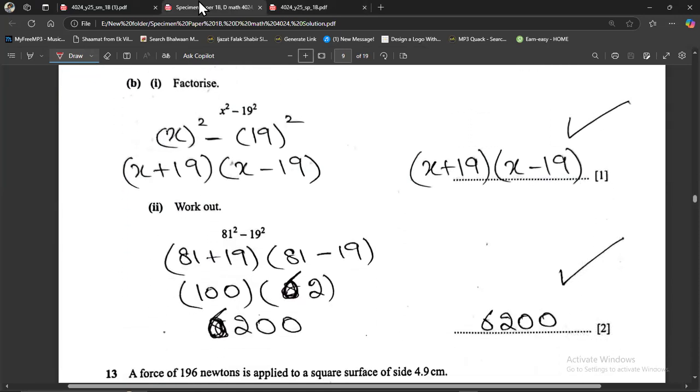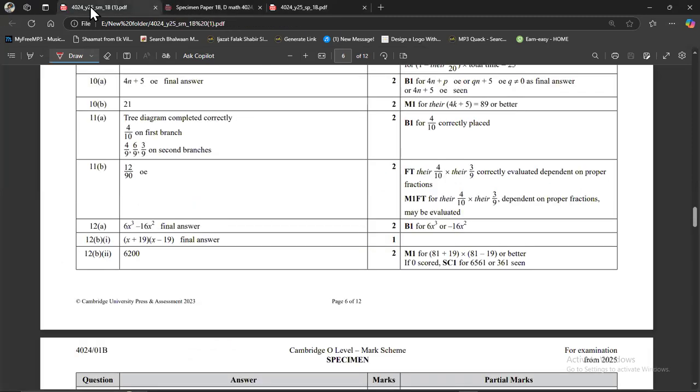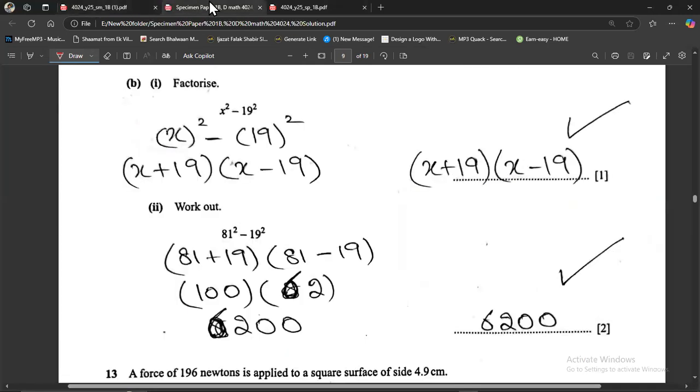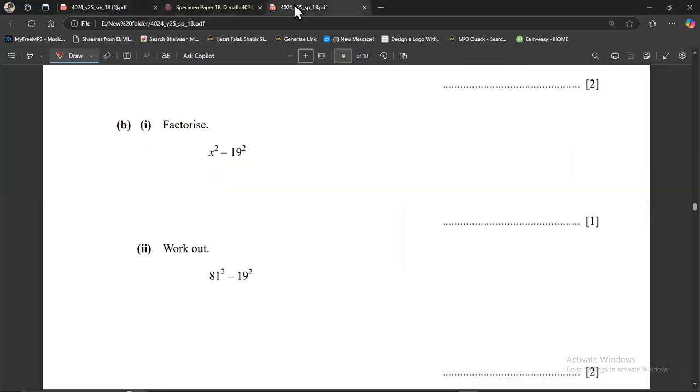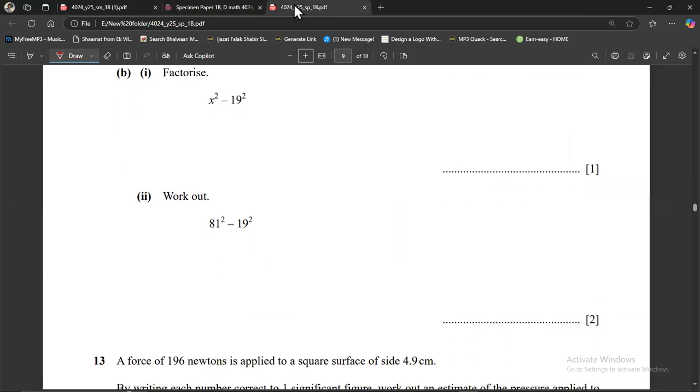Here we have x square minus 19 square. That will be equal to, in one bracket I will write x plus 19, and in the other bracket I will write x minus 19. So x plus 19 into x minus 19 is the answer, sir. This is how this is done. Then we have question number 12, B, second part.